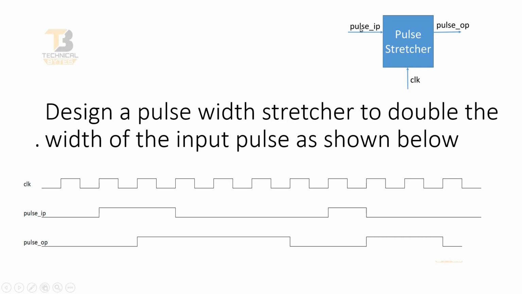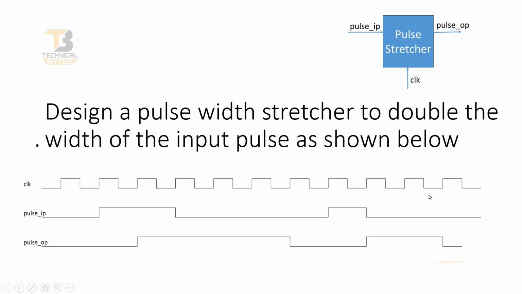On this pulse input, there will appear pulses of any number of clock cycles. And corresponding to that pulse, this pulse stretcher will generate a pulse at the pulse output signal, and the width of the pulse at the pulse output signal should be double the pulse appearing at the pulse input signal. Let me show you with the help of diagrams.